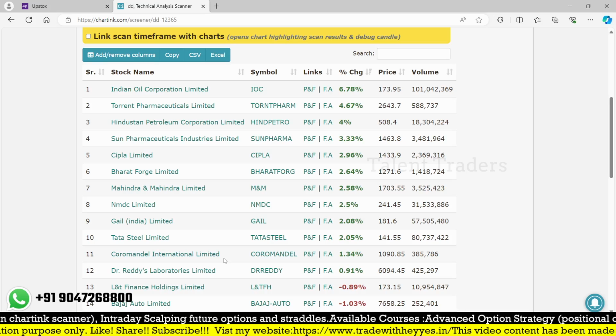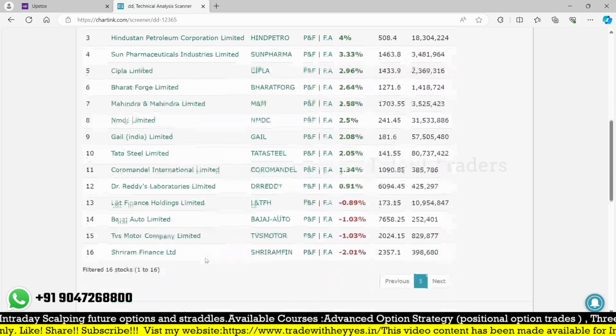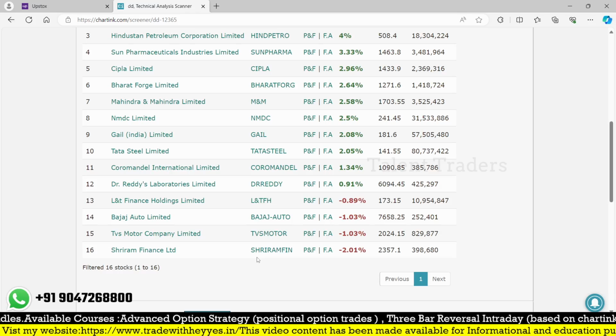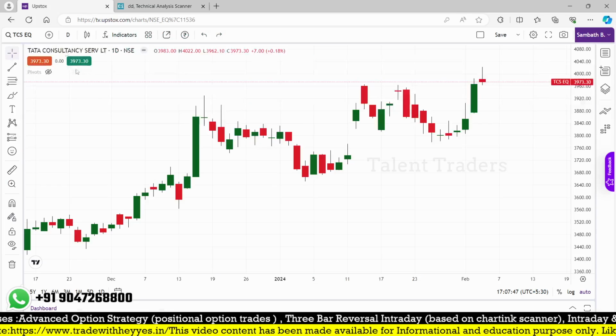So that is where we can plan. These are all the stocks listed here, and we can check them. For example, Shriram Finance and TVS Motor are in the list, though at the bottom. So let me check Shriram Finance and TVS Motor.